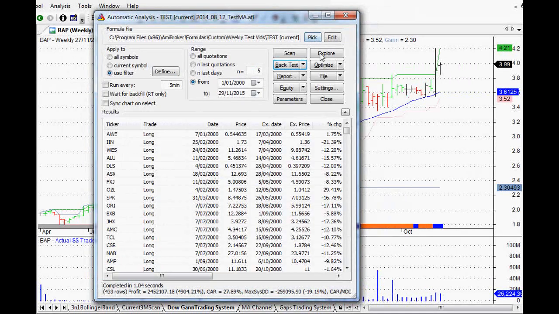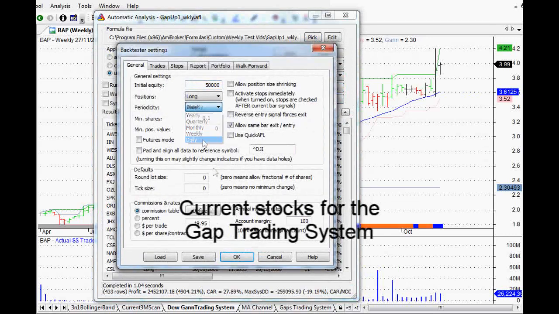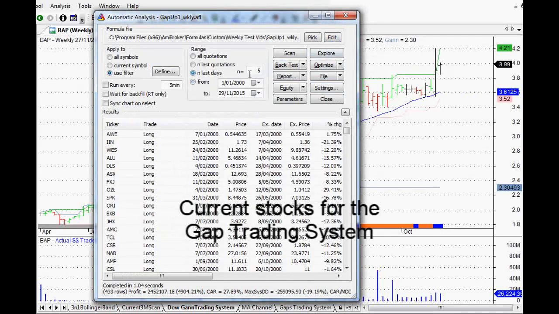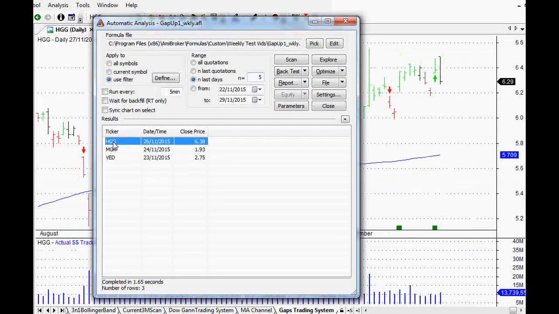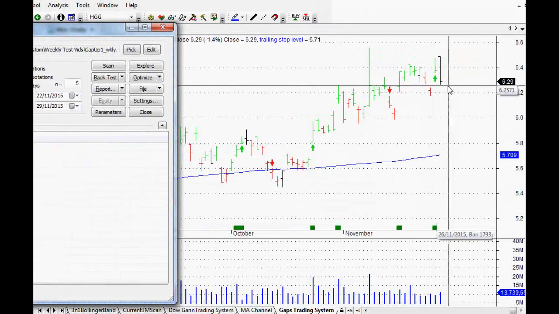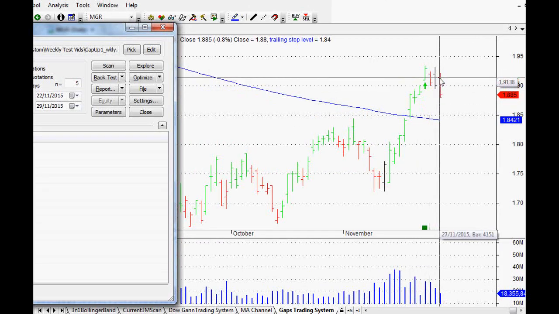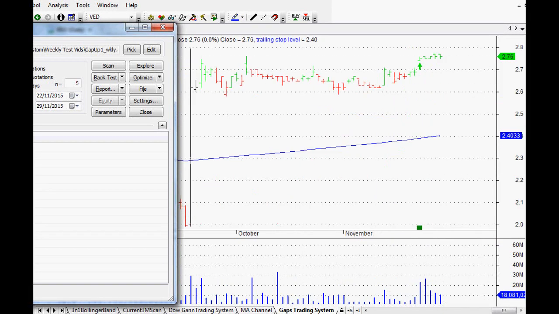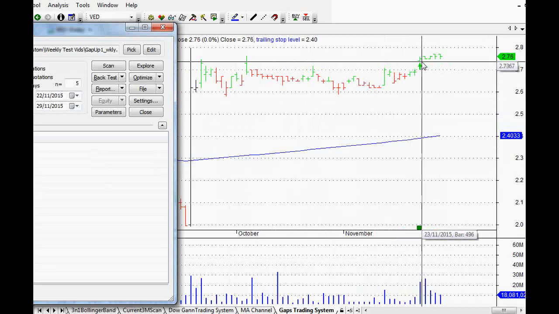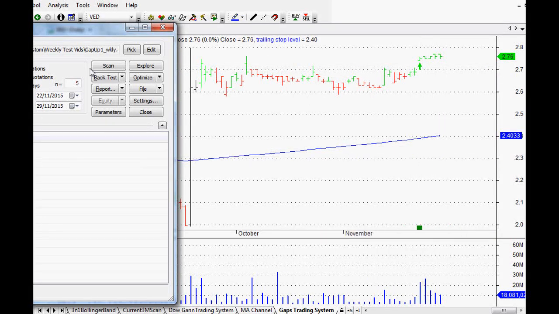Let's have a look at the current stocks that come up on these particular trading systems. We've got the gap up, and again on a daily time frame. All I've done, and I'll just do it from the last 5 days, is explore there. We've got HGG. As you can see, there's our gap up there. MGR, a gap up. It's closed that gap, unfortunately, but it's still above its moving average. And VED, which is a gap up there as well, and a nice tight range. So we'll see what happens with that particular one.